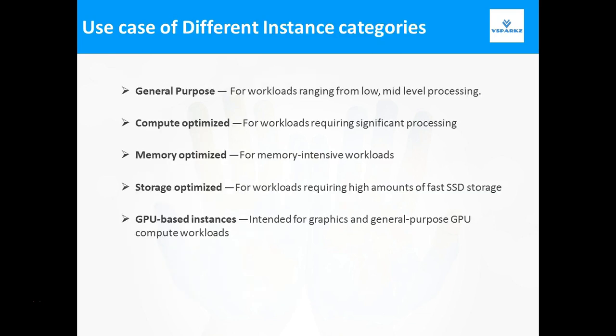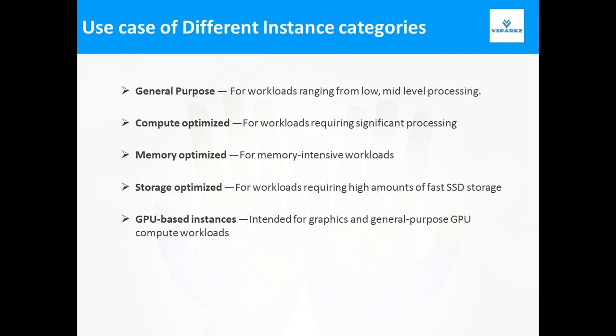Let us see the use cases of different instance categories. The general purpose machines are used for low and mid-level workloads. The compute optimized machines are used for significant processing workloads. The memory optimized machines are used for memory intensive workloads, whereas the storage optimized is used for fast SSD storage workloads, whereas the GPU based machines are used for graphical processing workloads.